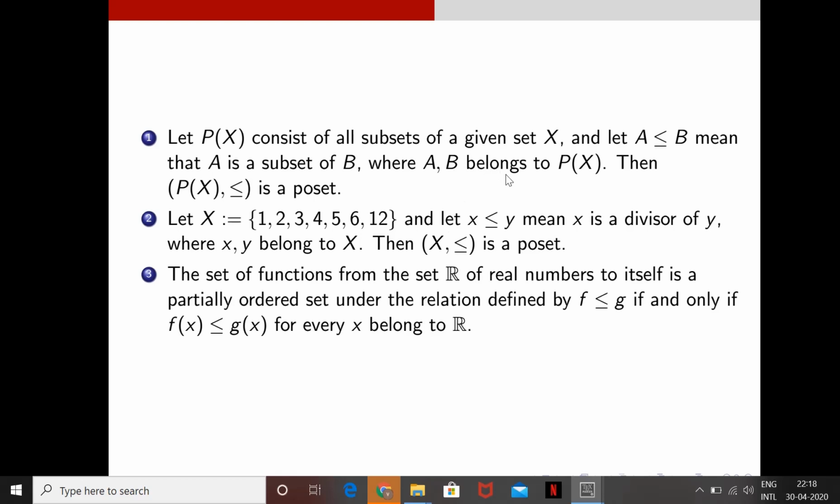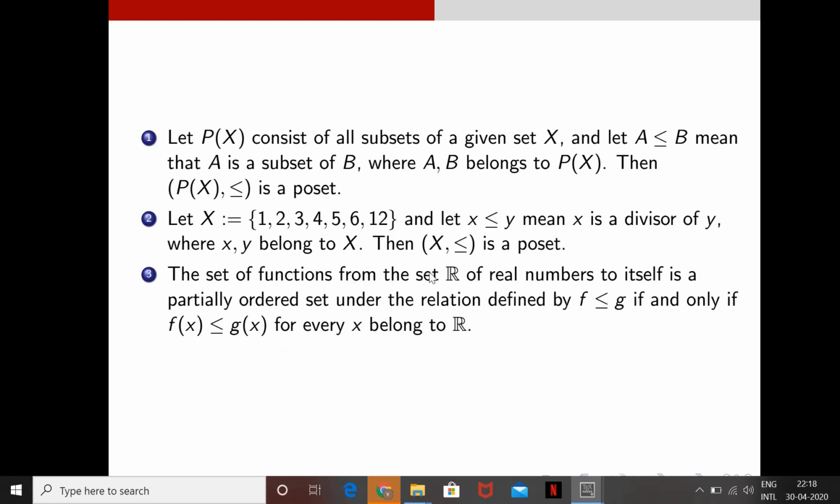First example: P(X) consists of all subsets of a given set X, and let A ≤ B mean that A is a subset of B, where A, B belong to P(X). Then this will be a poset. Now let X be {1, 2, 3, 4, 6, 12}, and let x ≤ y mean x is a divisor of y, where x, y belong to X. Then this will be a poset.